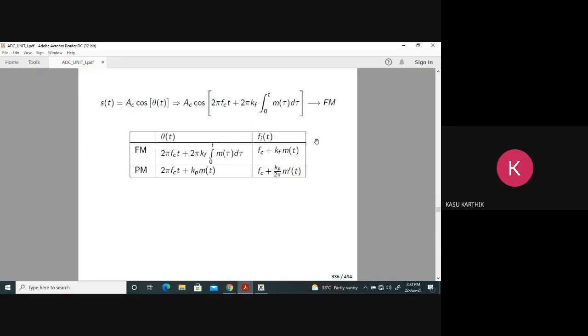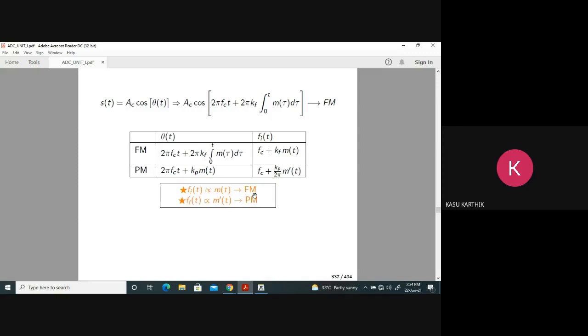So this is a table which gives you everything. What is fi of t and what is theta of t? Is it okay? Here we need practice. You cannot understand everything by just looking at the slides. You take a paper and try to derive everything. They are very easy, no doubt.